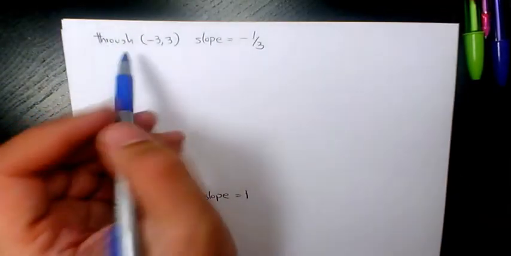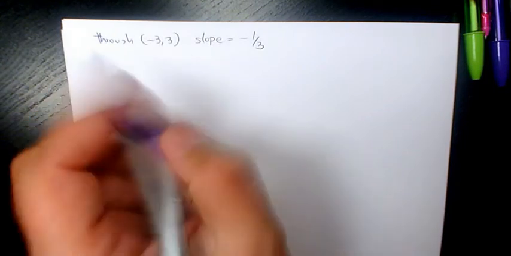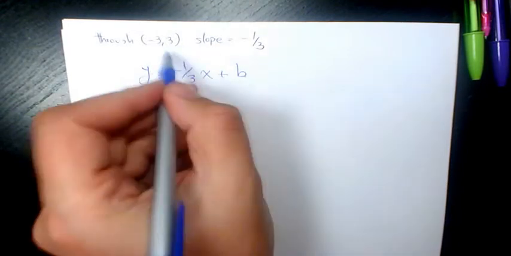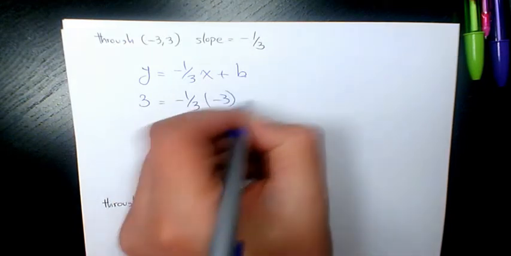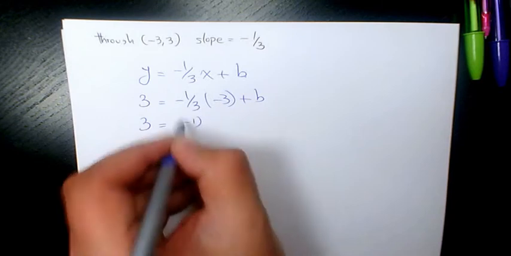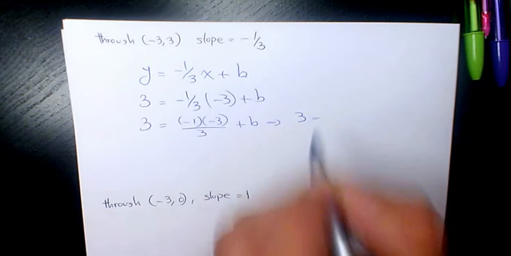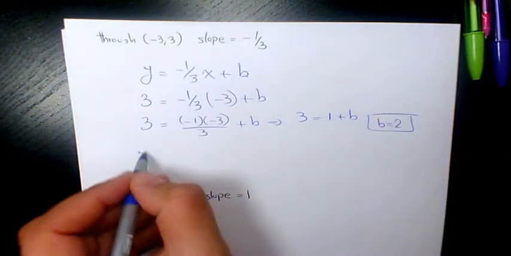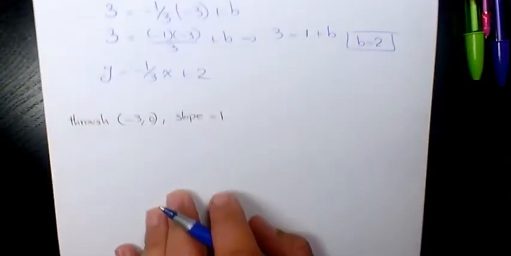Next one we have, the slope is negative 1 over 3 and it's passing through (negative 3, 3). So we have y equals negative 1 over 3 x plus b. Now let's substitute these numbers. It's going to be 3 equals negative 1/3 times negative 3 plus b. So we have 3 equals negative 1 times negative 3 divided by 3 plus b. So we have 3 equals 1 plus b. And b is 2. So we have y equals negative 1/3 x plus 2. That's the equation of the line.